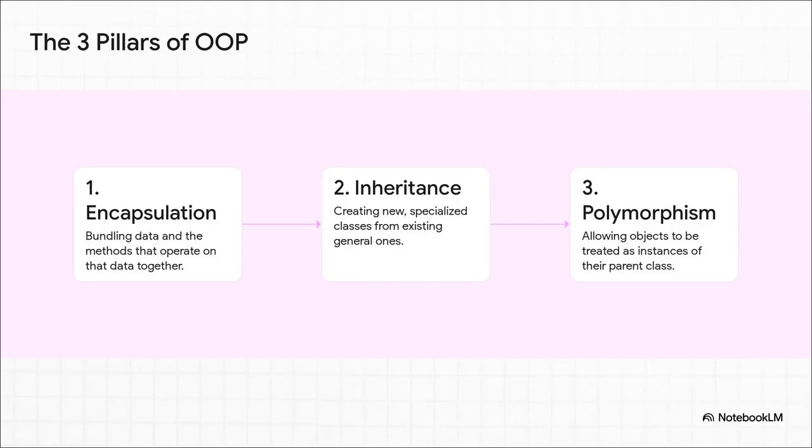So, in a nutshell, encapsulation is all about protection. Inheritance is about building new things from old things, and polymorphism is about flexibility. For this explainer, we're going to zero in on the first, and you could argue, the most important one, encapsulation.